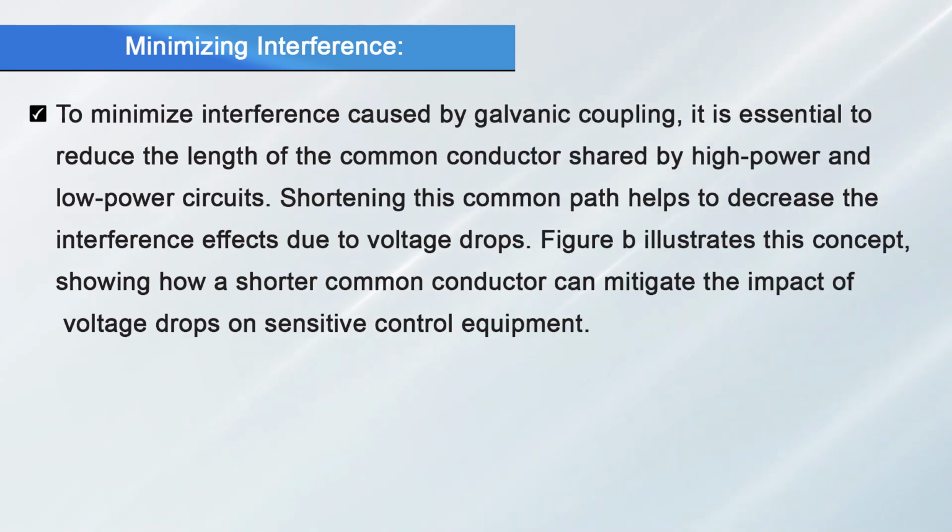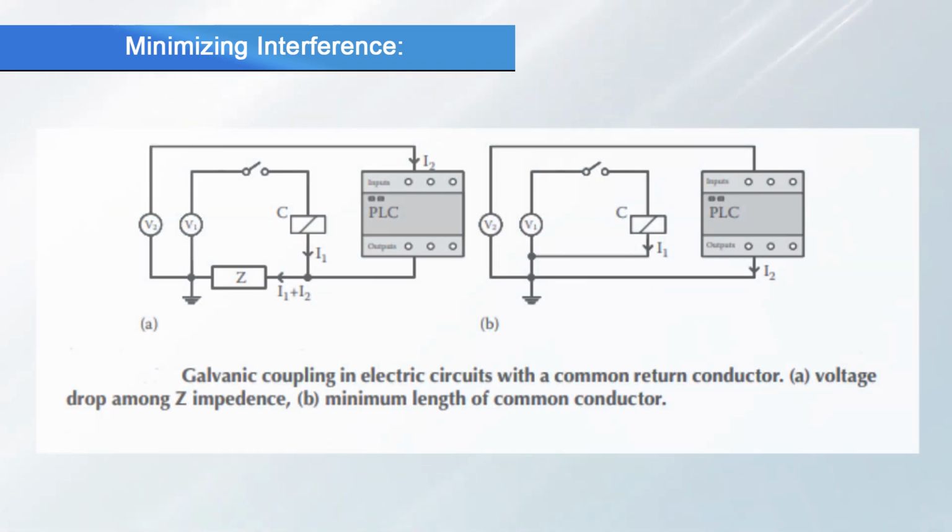To minimize the interference caused by galvanic coupling, it is essential to reduce the length of the common conductor shared by the high power and the low power circuits. Shortening this common path helps to decrease the interference effects due to the voltage drop. Figure B illustrates this concept, showing how a short common conductor can remove the impact of voltage drop on sensitive control equipment and can minimize the interference.